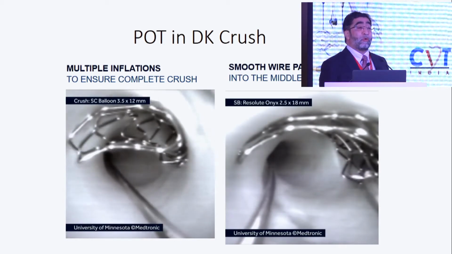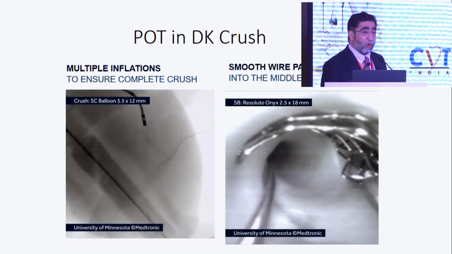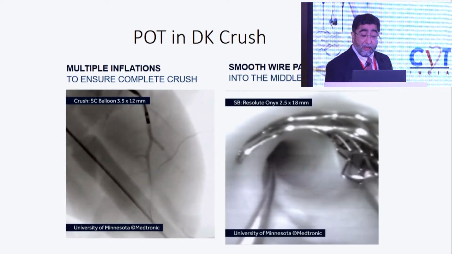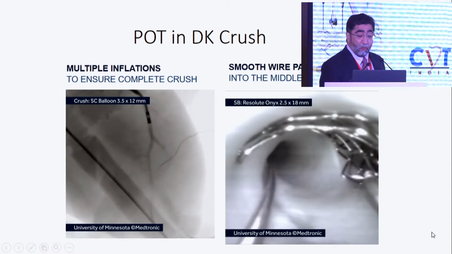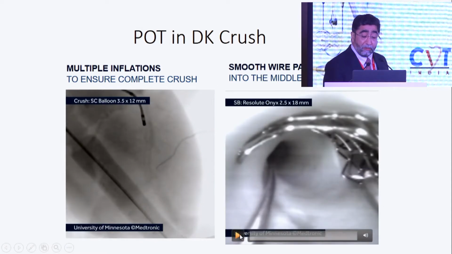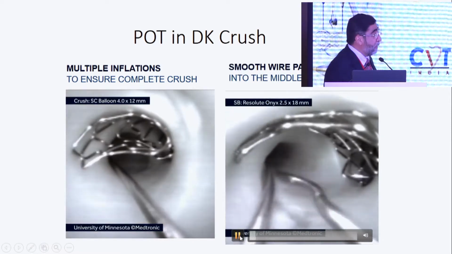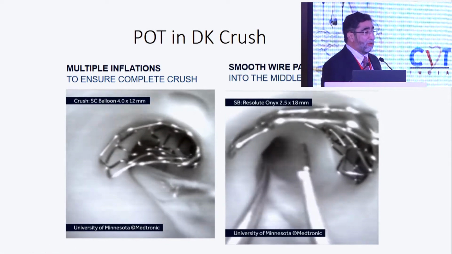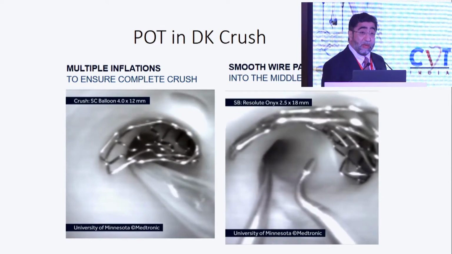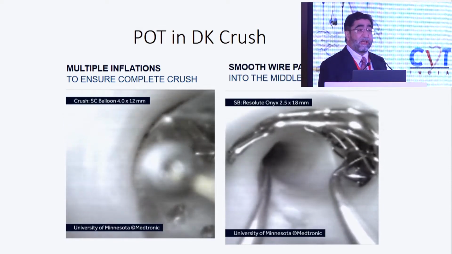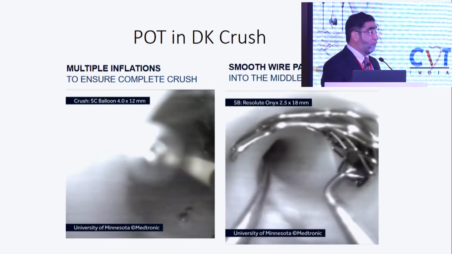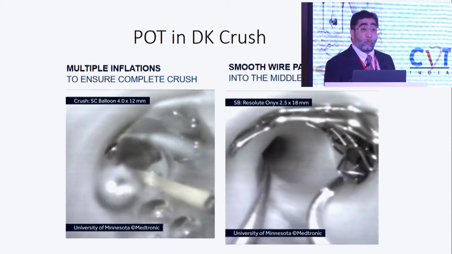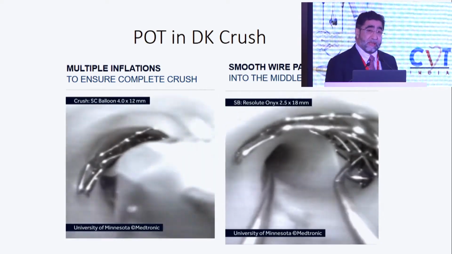So you have to go with a larger balloon, a balloon that's appropriately sized for the main branch, so that you get a good crush. Otherwise, again, when you try to pass a wire behind the incompletely crushed side branch stent, you run the risk of running through struts or in between the layers of the crushed stent. It is extremely important to crush the stent well with a balloon that is sized to the main branch.